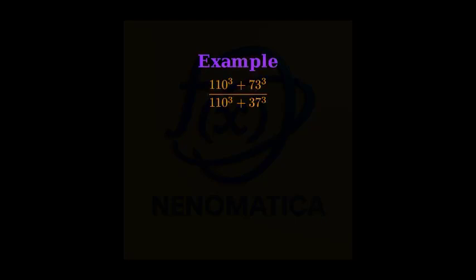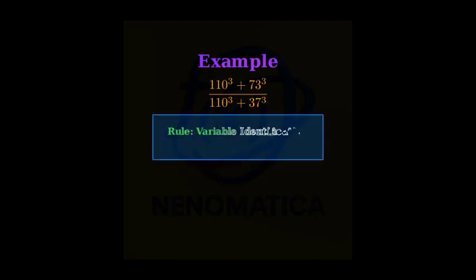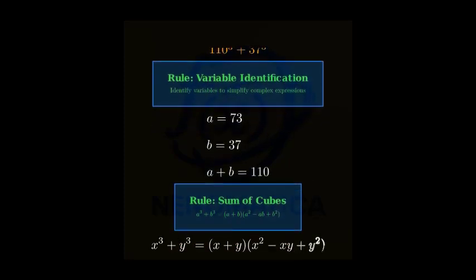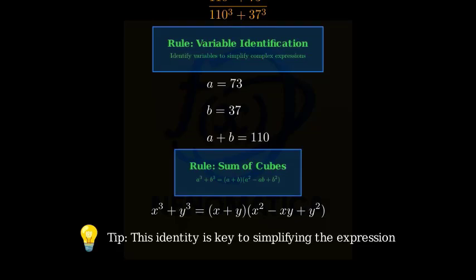Let's look at the following example. We need to determine the value of the algebraic fraction 110 cubed plus 73 cubed divided by 110 cubed plus 37 cubed. Let's start by identifying some important values from the handwritten notes. We can see that a equals 73 and b equals 37, and a plus b equals 110. Let's recall an important algebraic identity that can help us. From the hint in the image, we can see that x cubed plus y cubed equals the product of x plus y, and x squared minus xy plus y squared.